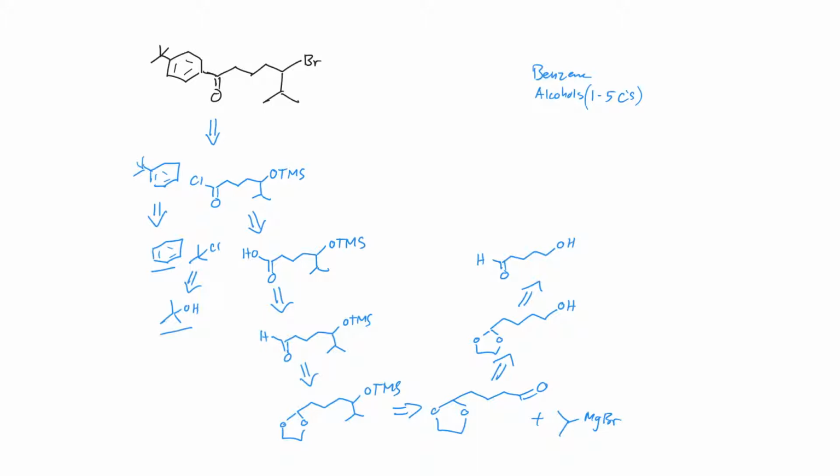What if we took this alcohol, cyclopentanol, and we oxidized it to cyclopentanone? And what if we did a Baeyer-Villiger with any peroxy acid to make a 6-membered lactone?